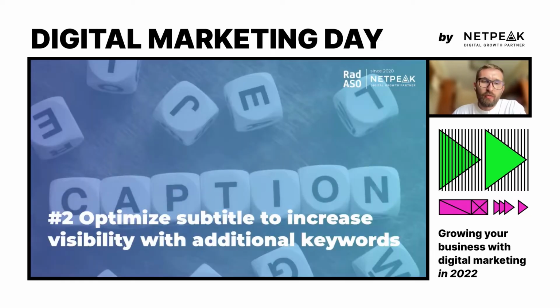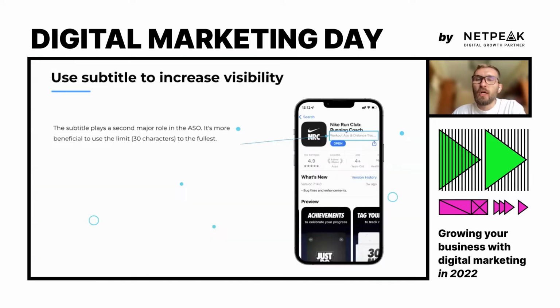So, recommendation number 2. You need to optimize your app subtitle to increase visibility within additional keywords. You have not only your app title, but also a subtitle, which also has a 30 character limit. Of course, you need to use other specific keywords to describe what your application is about. But a very important thing is that you don't need to duplicate keywords. For example, if you have the word app in your subtitle, you don't need to use this word in the title, because you will not get twice higher ranking, or any boost on your ranking.